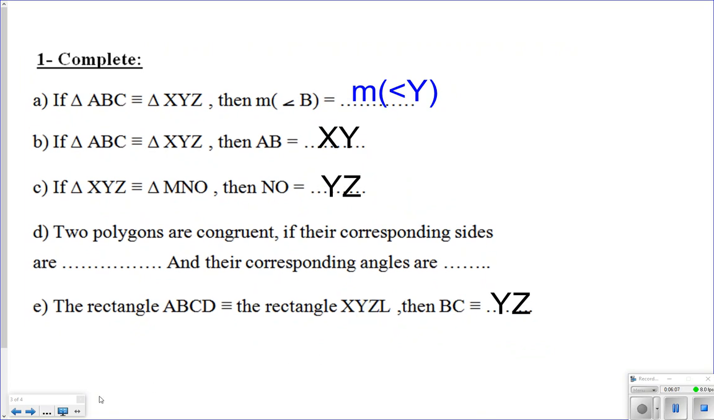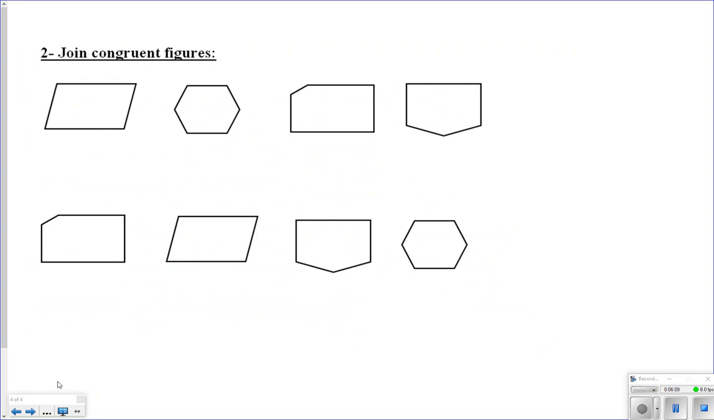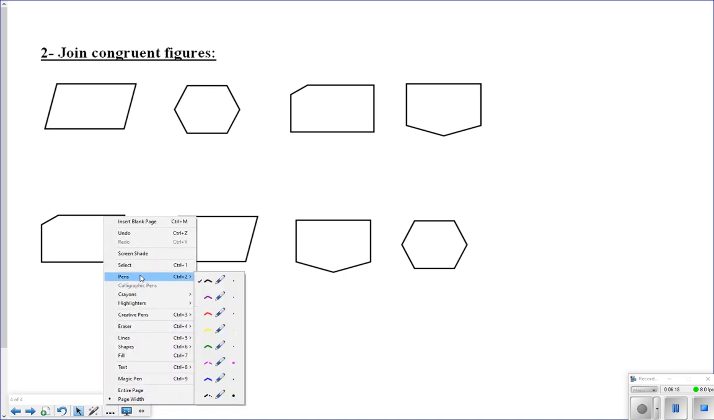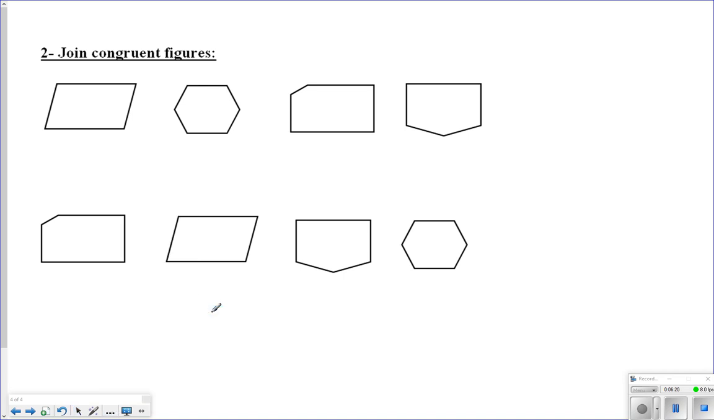Easy? Okay, here the question is join the congruent figures. We will search for which two figures are congruent, which two figures are exactly the same. Look with me firstly at this parallelogram. Which of these shapes is congruent to this parallelogram? This? No, it's not congruent. What about this? Yeah, this is congruent to this. So we will join it.